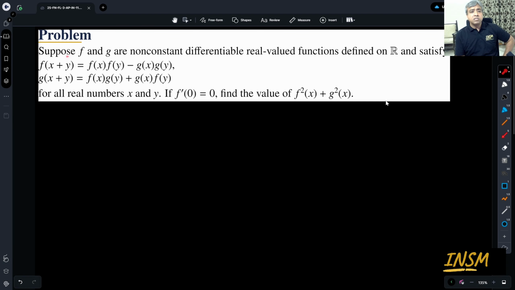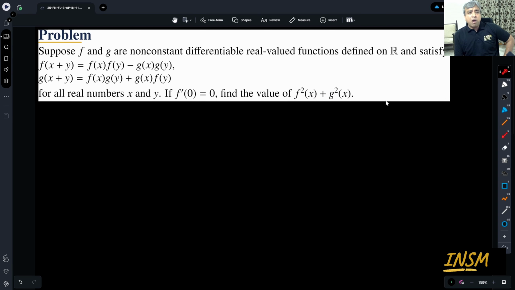It says that suppose f and g are non-constant differentiable real valued functions defined on R and satisfy: f of x plus y is f x f y minus g x g y, and g of x plus y is f x g y plus g x f y for all real numbers x and y. It has also given the additional information that f dash 0 is 0, and asks us to find the value of f square x plus g square x.